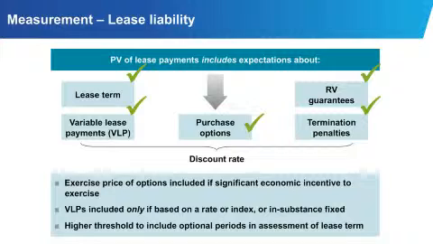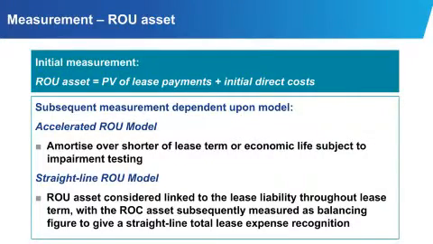Variable lease payments would also be included, but only if they are based on a rate or an index, or they are in substance fixed. And there is a higher threshold for including optional periods in the assessment of the lease term. The lease liability will subsequently be measured at amortised cost, modified for certain reassessments. The right-of-use asset would initially be measured as the sum of the present values of the estimated lease payments, as before, but plus the initial direct costs of obtaining the lease and less lease incentives.